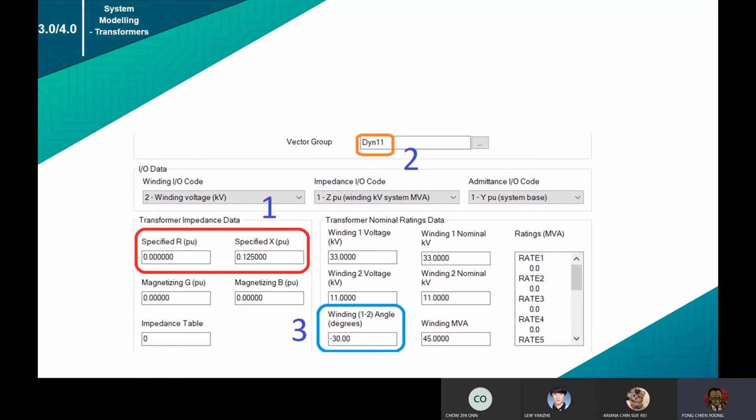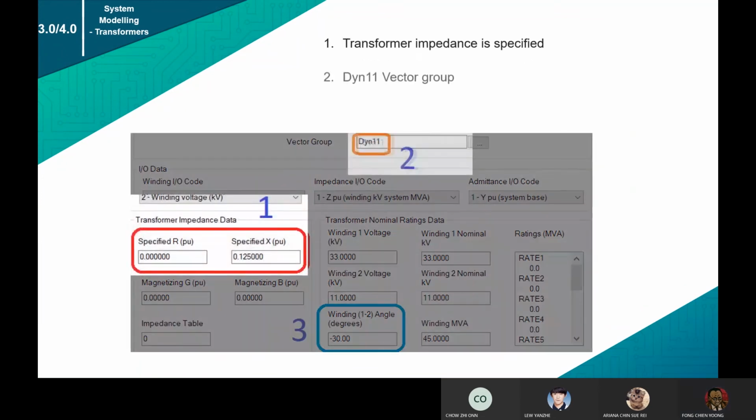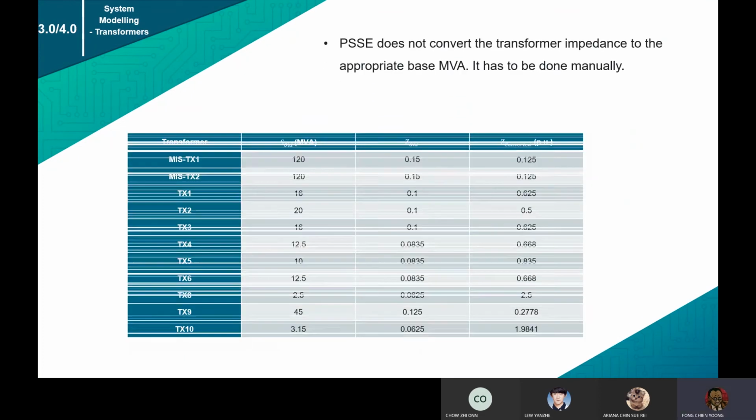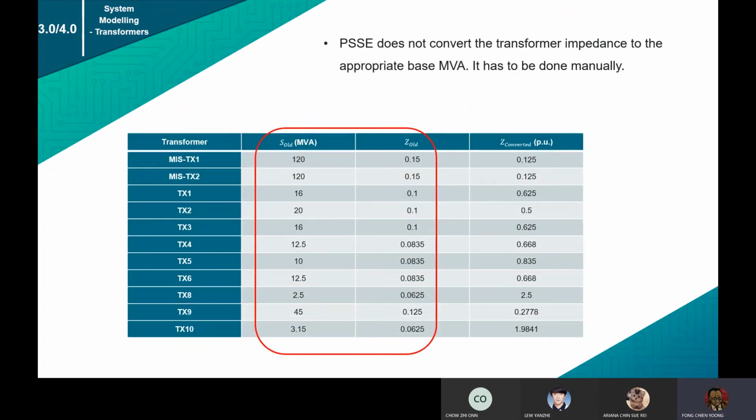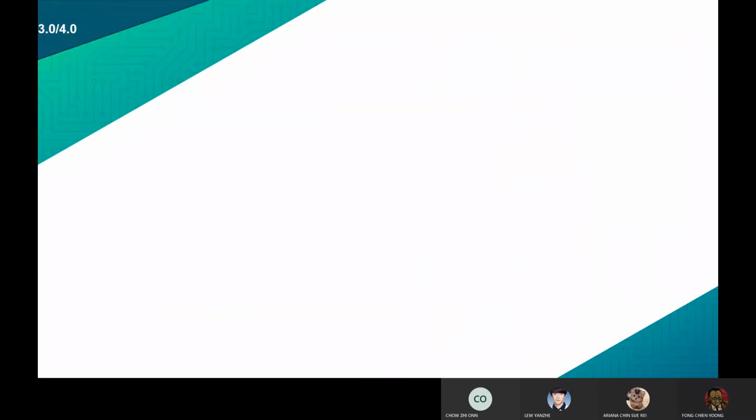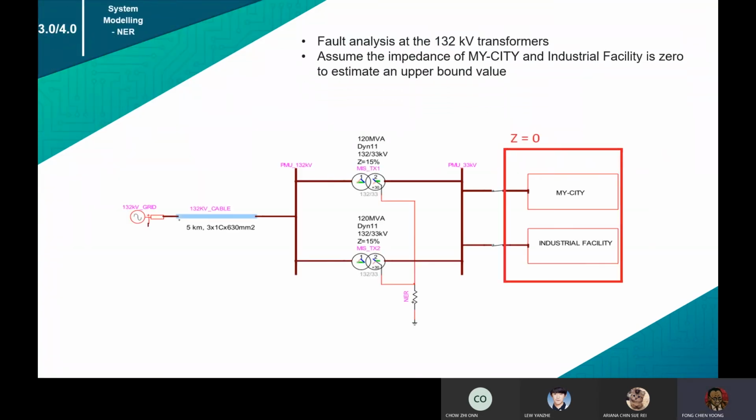Next, for the transformers, we assume a vector group of DYN11, and they are specified in PSSE as shown. PSSE does not convert the impedance to the appropriate base of 100 MVA, so it has to be done manually. Next, the NER resistors at each of the 132 kilovolt transformers have to be approximated, and one step towards that approximation is to assume that the impedance of MyCity and the industrial facility is 0.